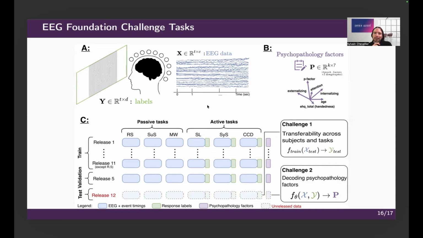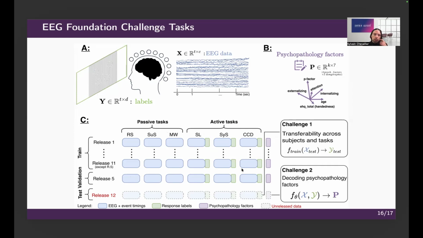And the second task was more challenging but at the same time really proposing a new step: to decode some psychopathology factors. So the idea is that for a user, you have some EEG recording and you need to predict those factors, knowing that you could access all the releases for those tasks.